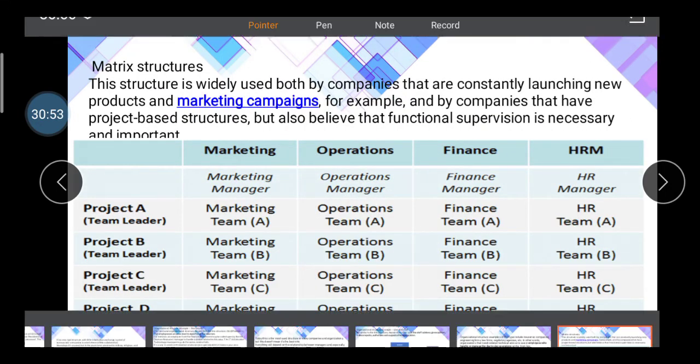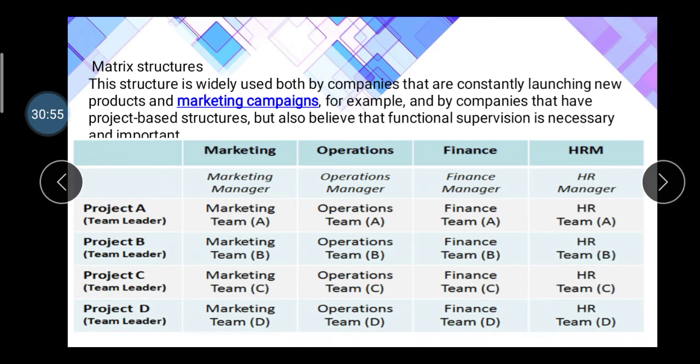Then the last one is the matrix organizational structure. So the first is line, then functional, line and staff, and matrix. This structure is widely used by companies that are constantly launching new products. If a firm is launching new products in the market, for example, it has to use this type of organizational structure.